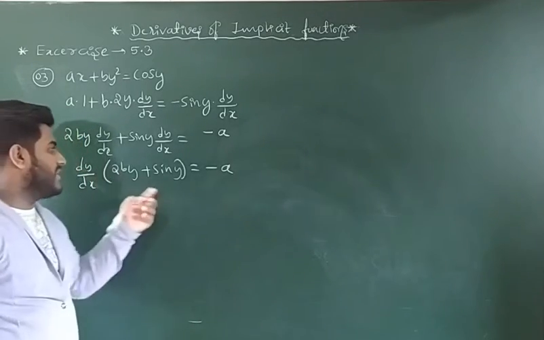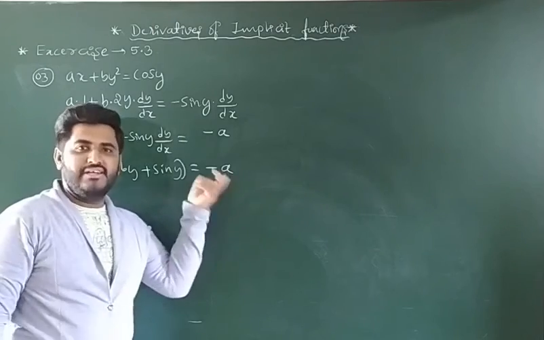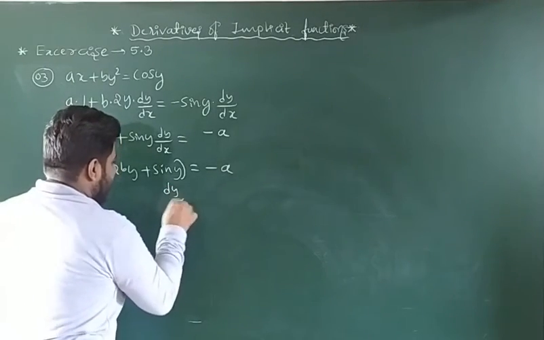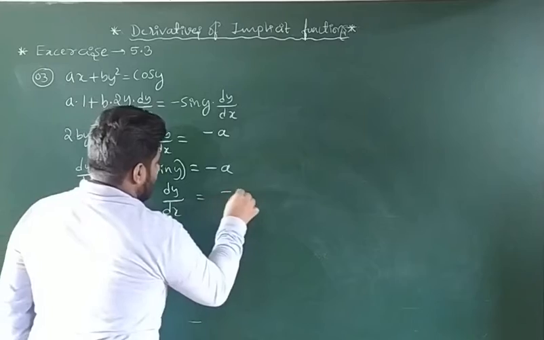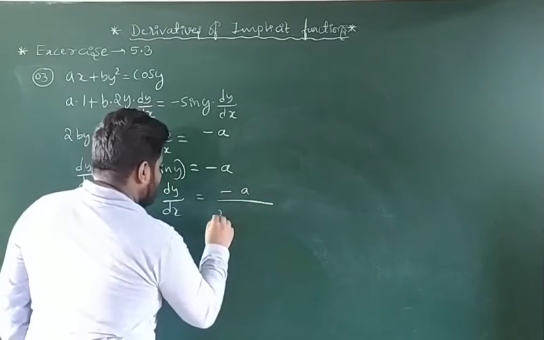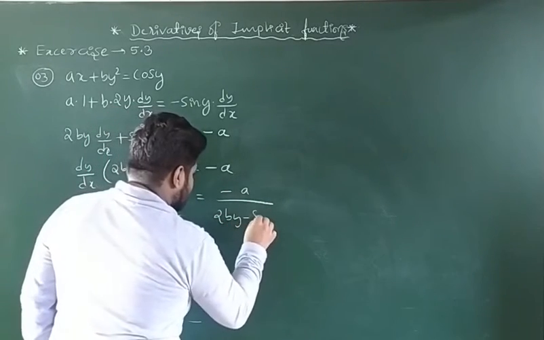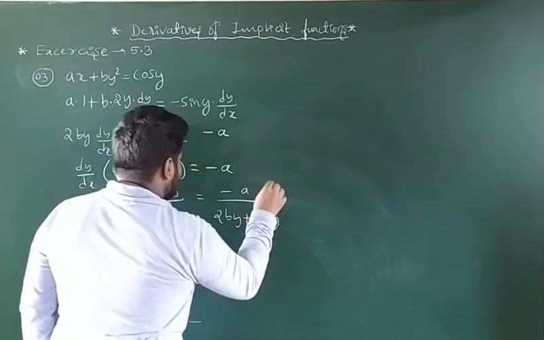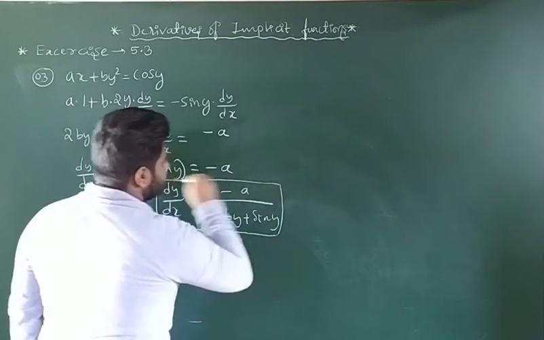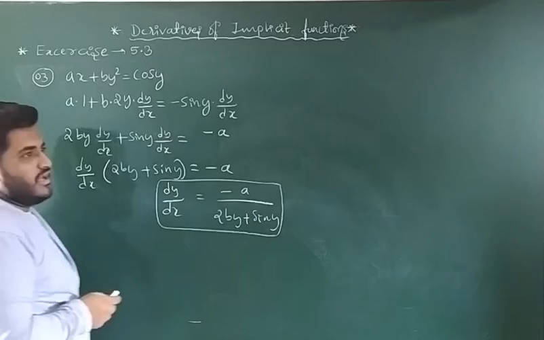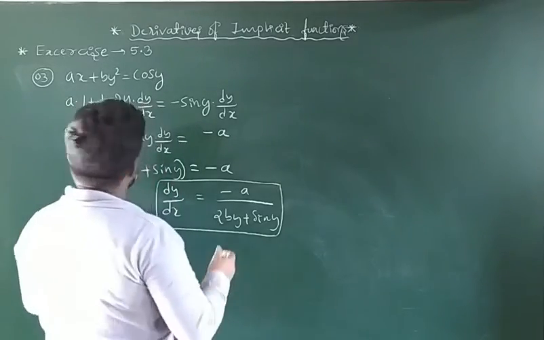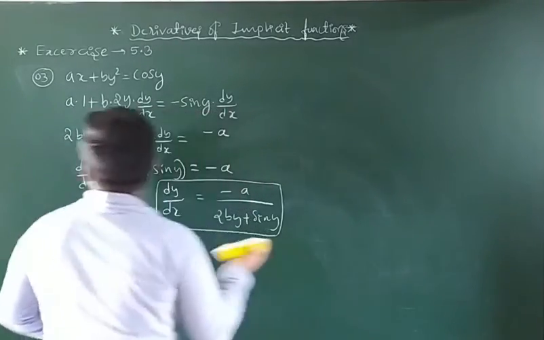Here it is a multiplication sign, if you go this side it becomes division. So dy by dx equal to minus a divided by 2by plus sin y. So this is the answer for this question. Third question done. Now the fourth one we will solve here only.